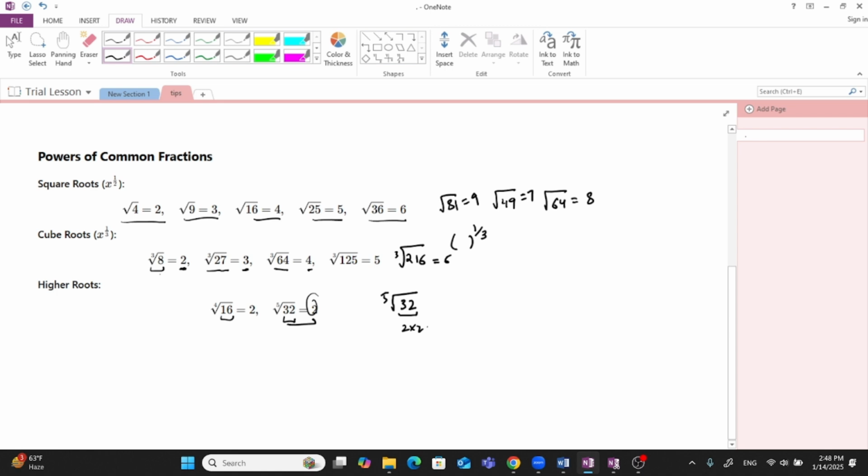Similarly, cube roots, we can see this. If something is under a cube root, 8, 27, 64, 125, 216, we should know that this equals 2, 3, 4, 5, 6. Similarly, higher roots, mostly higher roots come like that and like that. So these are little things that we need to memorize.